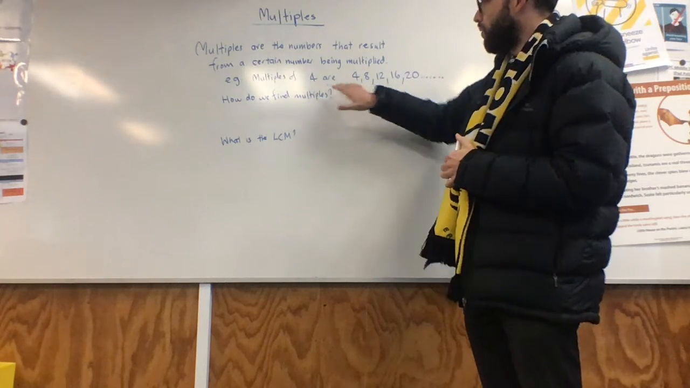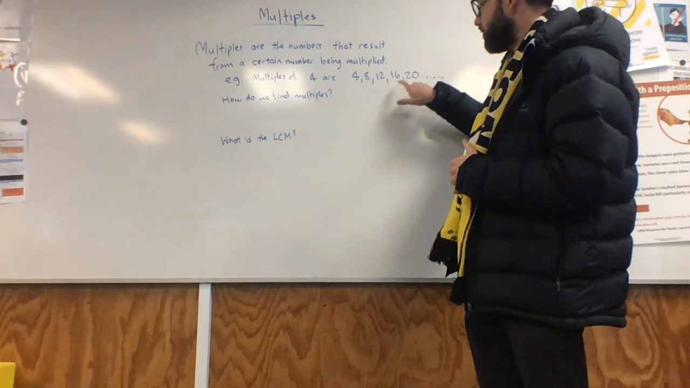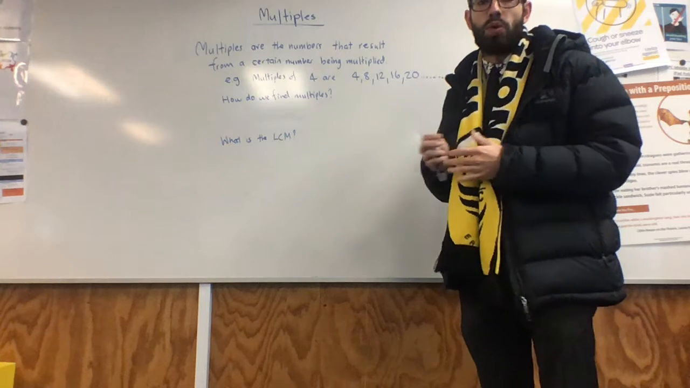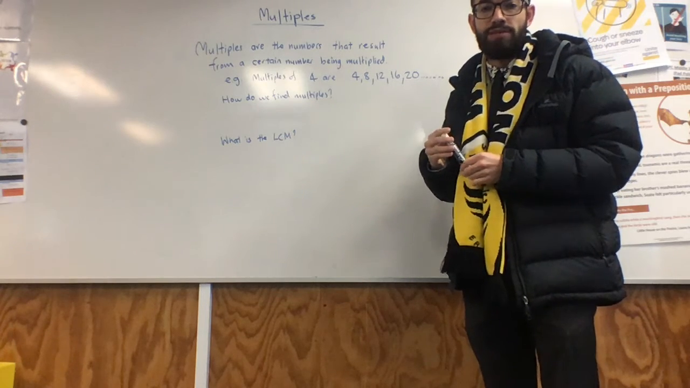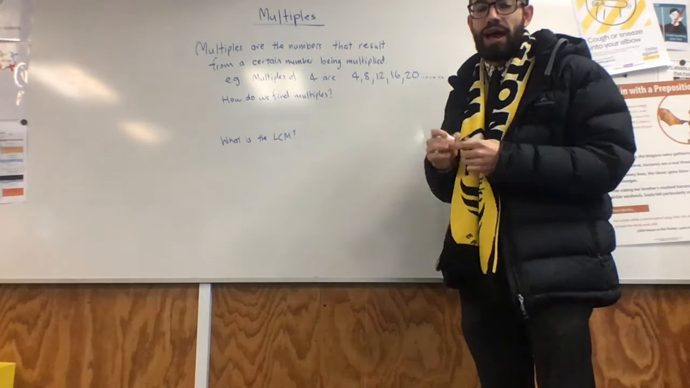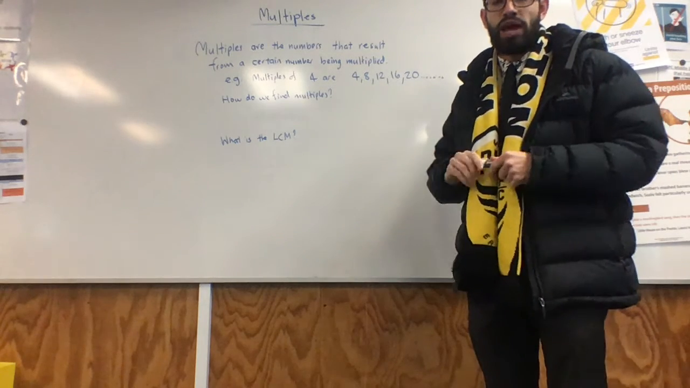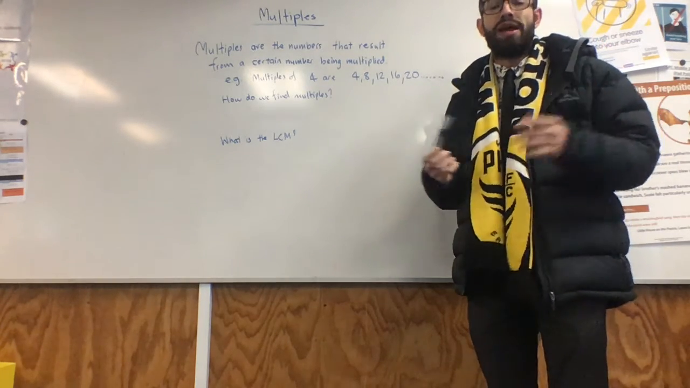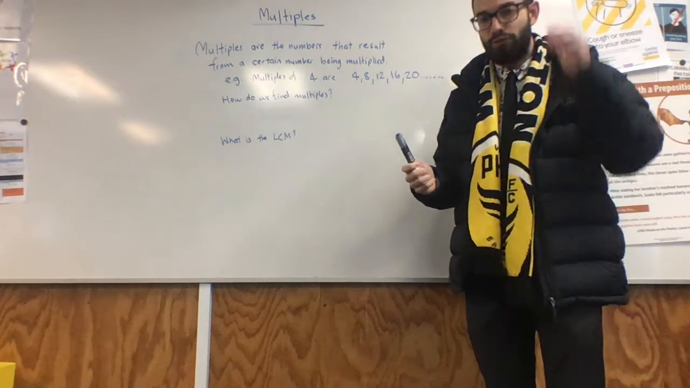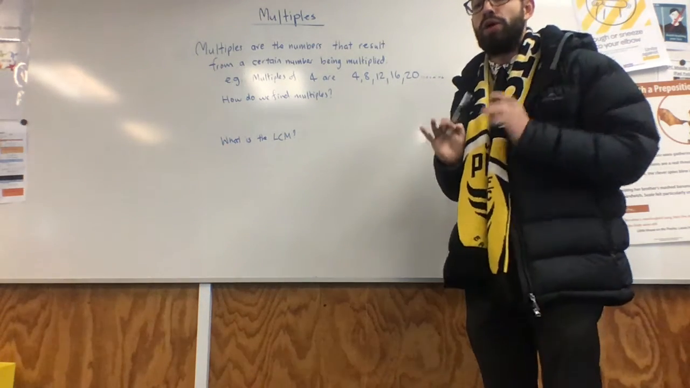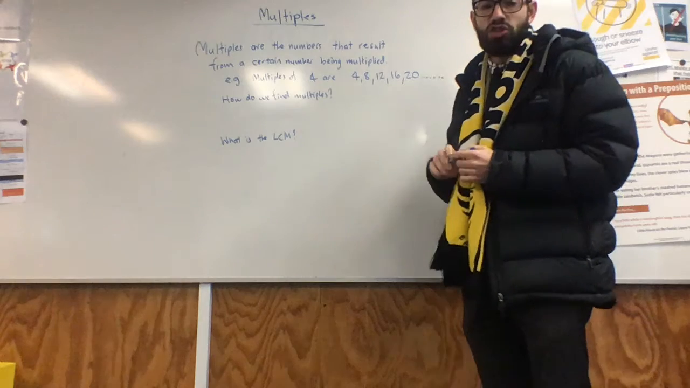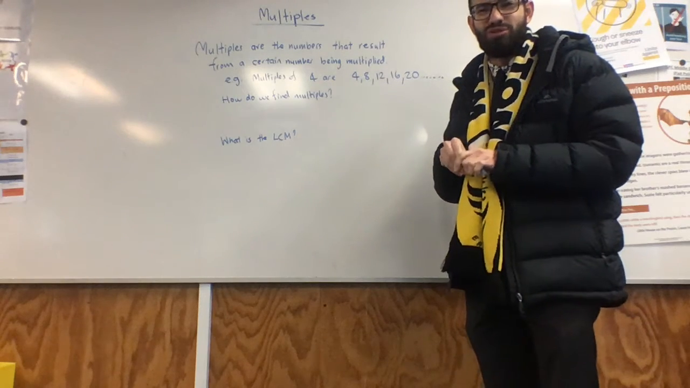The multiples of 4 are 4, 8, 12, 16, 20, and they keep going on forever. You could ask for the 1,000th multiple of 4, 4,000. You could ask for the 4,100th multiple of 4, which is 16,400. They go on forever. So the first trick we're going to learn is how do we find multiples.